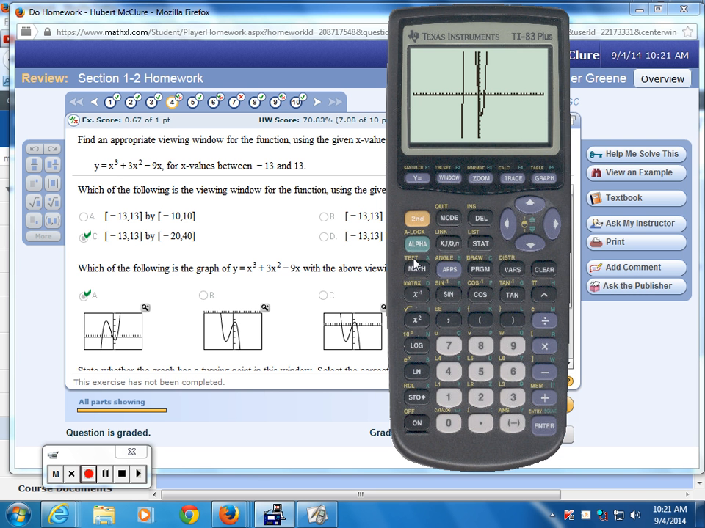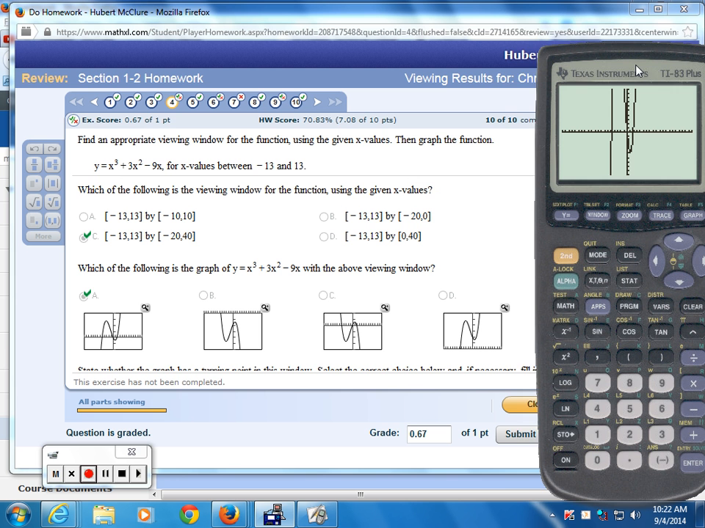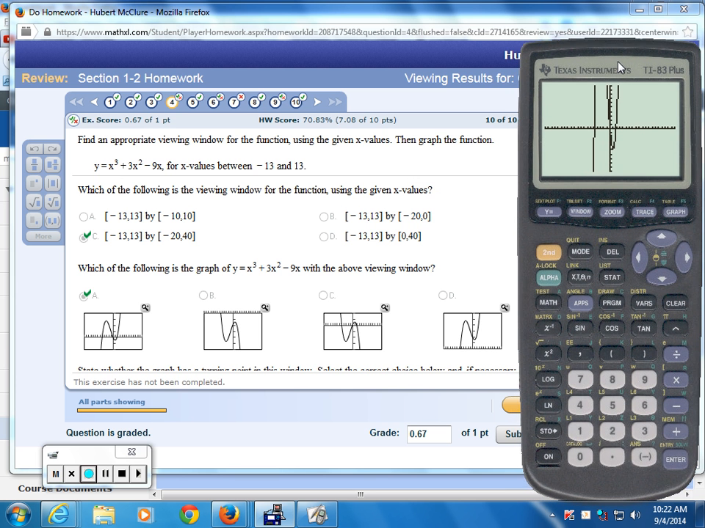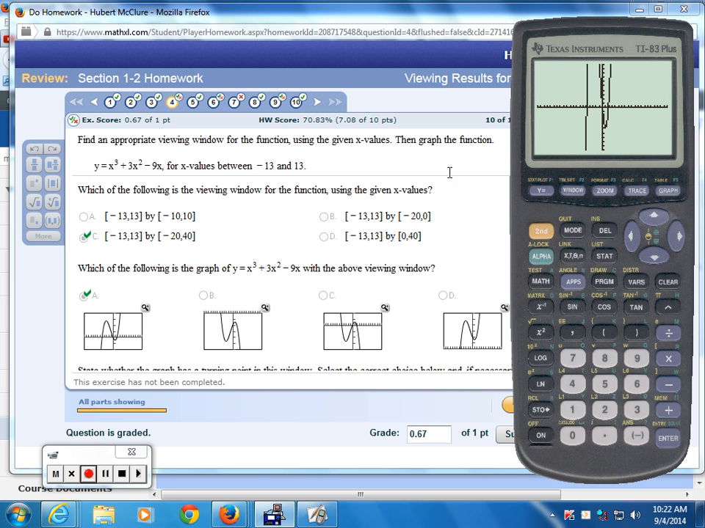Now, what is the domain? Negative 13 to 13. I have just restricted your domain. Does x equal 15, is that in your universe? No, it is not. Your window is negative 13 to 13. And that's what they're asking you: which of the following is the window for the function using the given values? Well, first of all, if you were to plug in negative 13, what would that give you? Let's do that. You're going to find your range and domain right now.